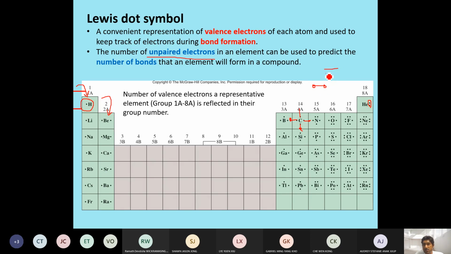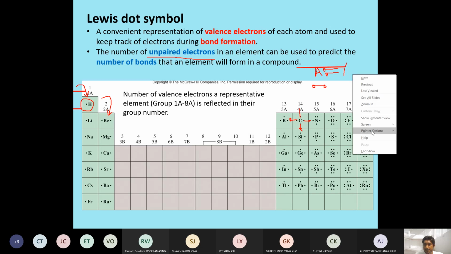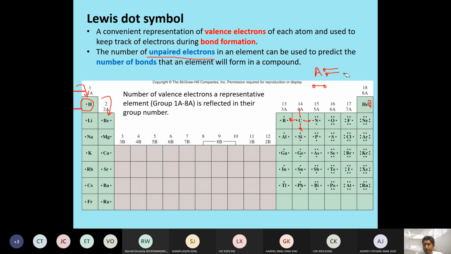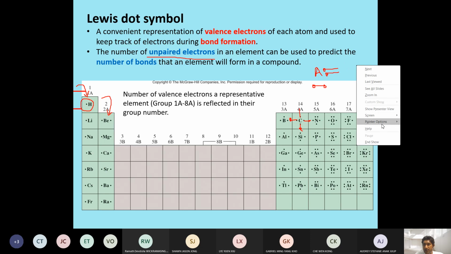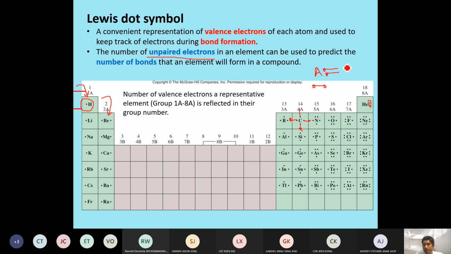When we say double bond, that means, let's say A has a double bond. That means A is sharing 2 electrons, and X is also sharing 2 electrons. So 2 electrons are coming from X, 2 electrons coming from A. A and X are both having 4 electrons between them, but 2 bonds. So each bond has 2 electrons.